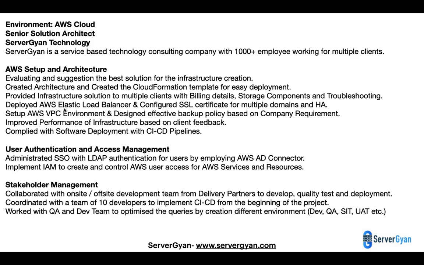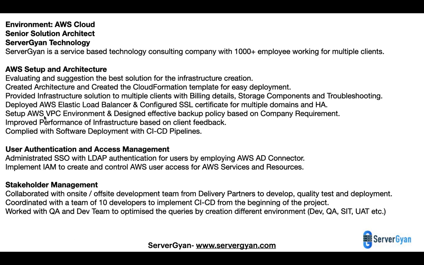Then after, deployed AWS Elastic Load Balancer and configured SSL certificate for multiple domains and HA. What does it mean? You can define whether you were working for individual clients and created infrastructure for them, or you were working with a shared hosting service, wherein you had your own infrastructure on AWS and hosted web servers for multiple customers. Every single domain will work with its own SSL certificate. So you can declare here that you managed multiple domains with a single load balancer and configured SSL certificates for them, right?